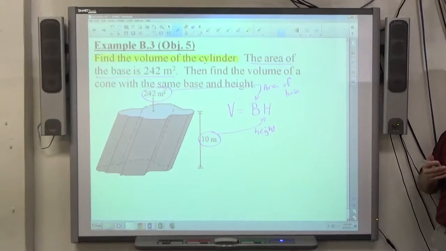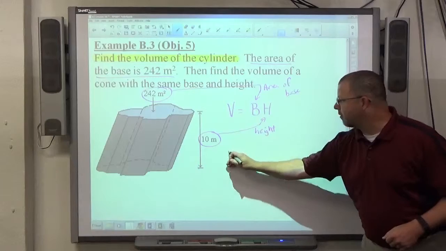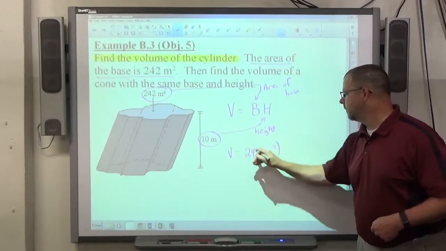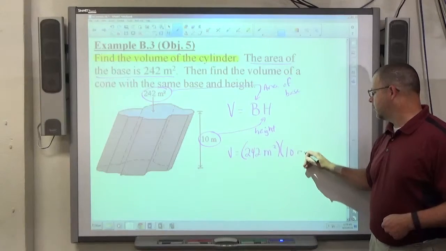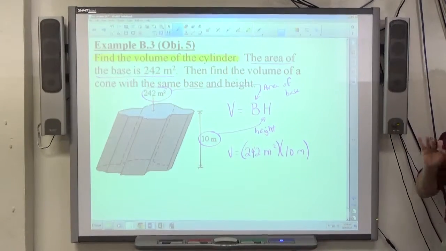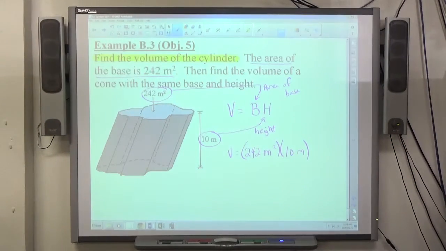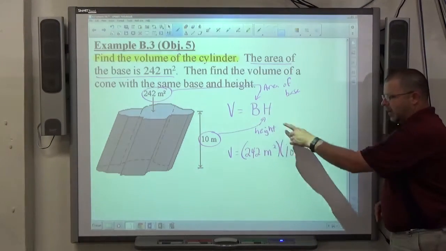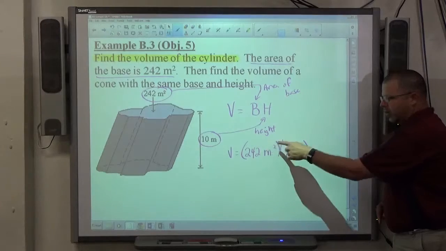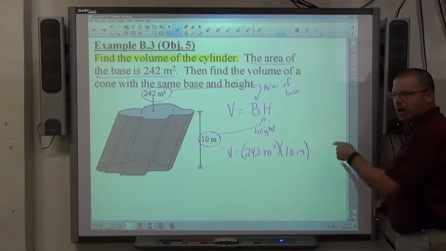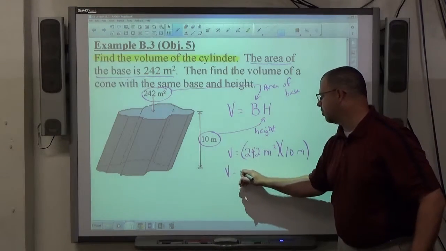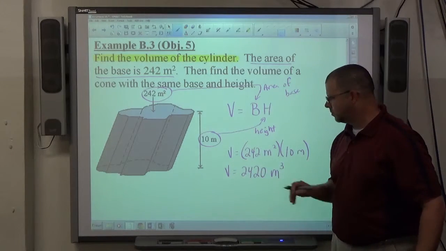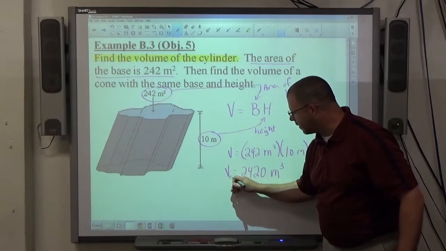So the volume of this thing is simply 242, which is meters squared, times 10 meters. You don't have to put the units in your work, but I just want to show you where meters cubed is coming from. Area of base is a square unit. Height is a unit. Square unit times unit makes meters to the 3rd power. So the volume of this whole thing is 2,420 meters cubed. That's the volume of the cylinder.